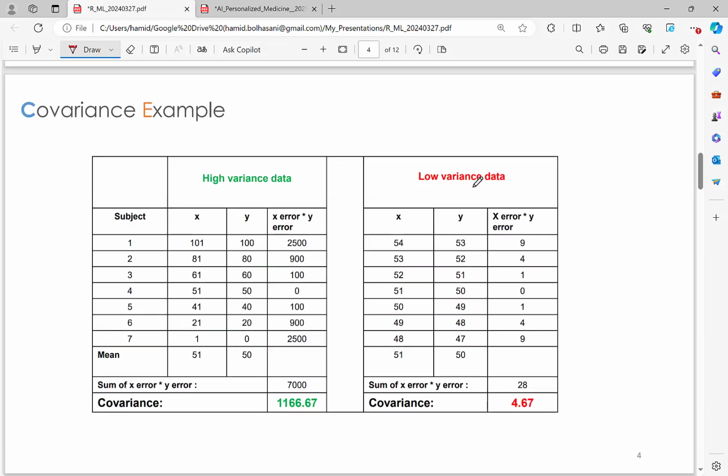Here we have an example. You see on the left side we have high variance data, so we see that the covariance is very high. And here we have low variance data, and we can see the covariance is low here.